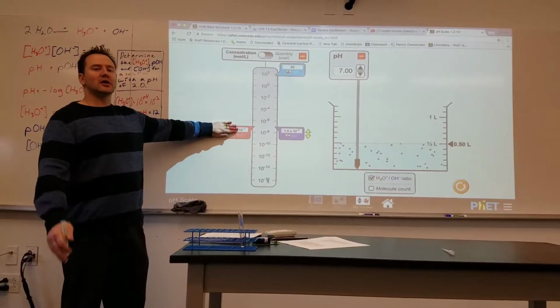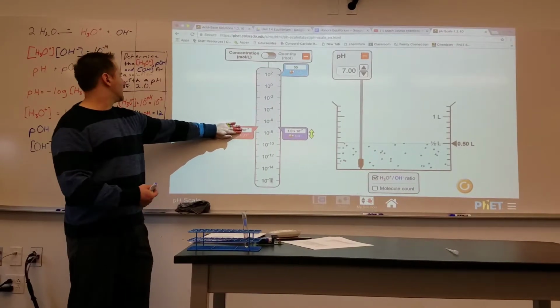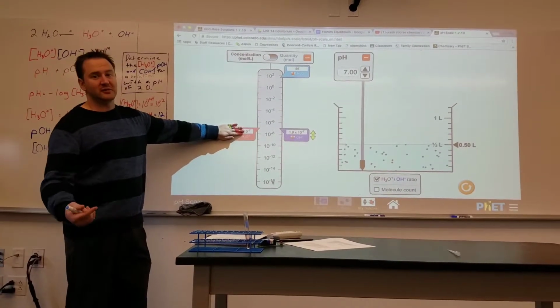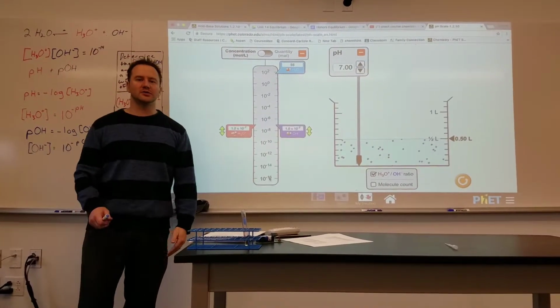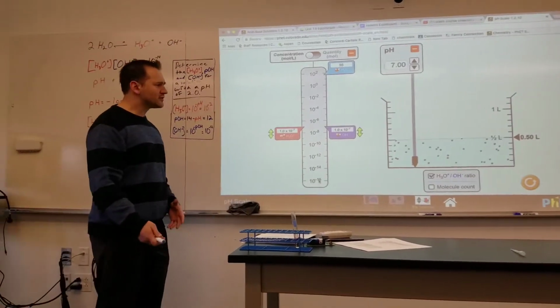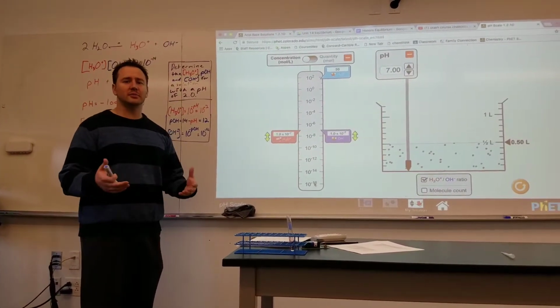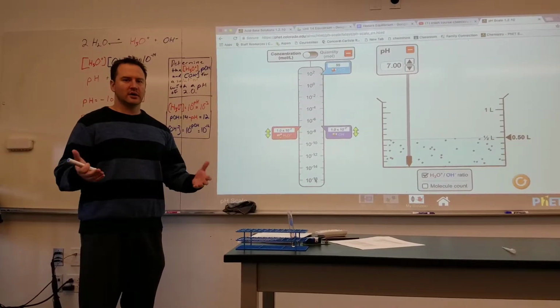If you took the log of 10 to the negative 7, you'd have negative 7. But since we have a negative in front of that, negative times negative 7 is positive 7. And that's where we get that the pH of neutral water would be 7. There's a couple other things we're going to look at with this, and a couple other things we're going to quantify, but that's the basics of where the pH scale comes from.